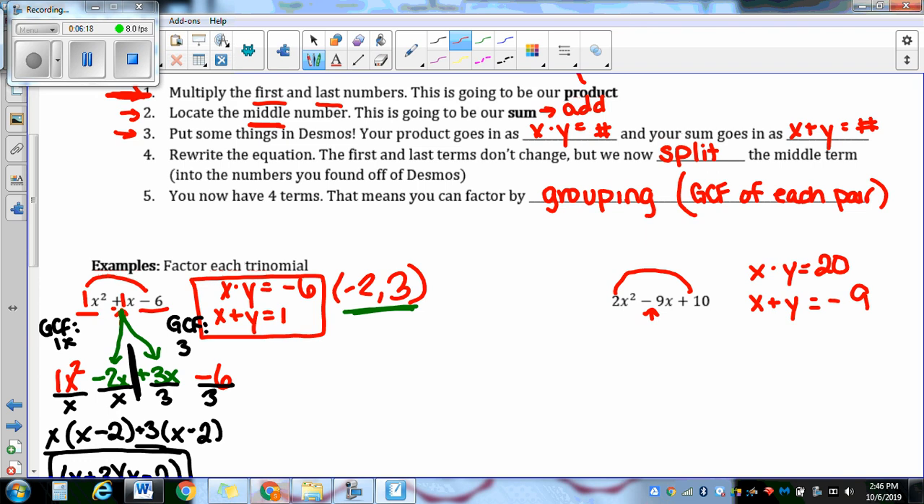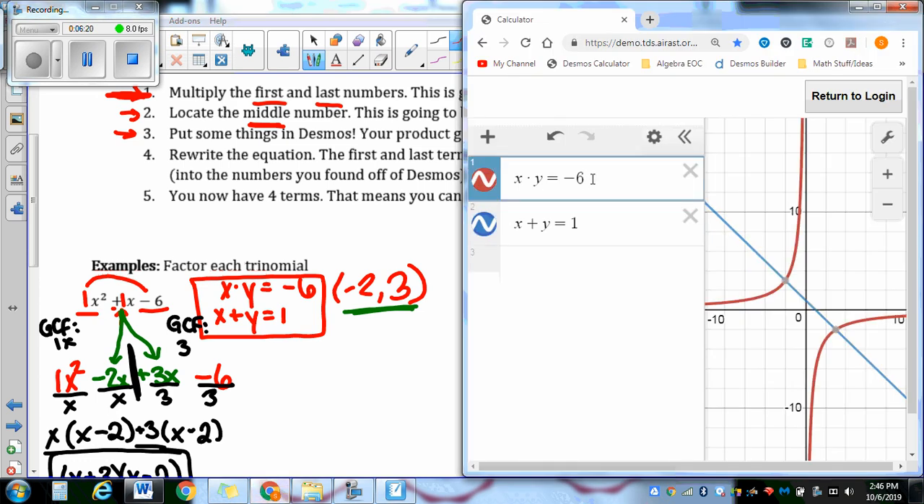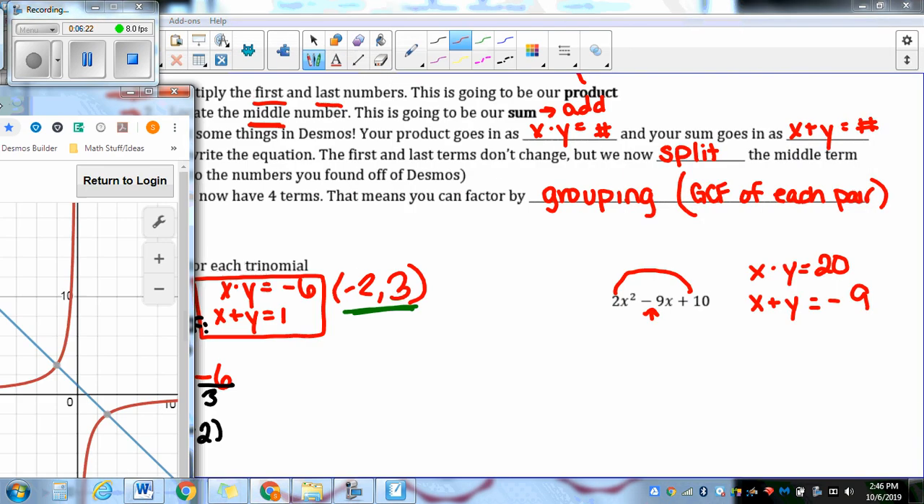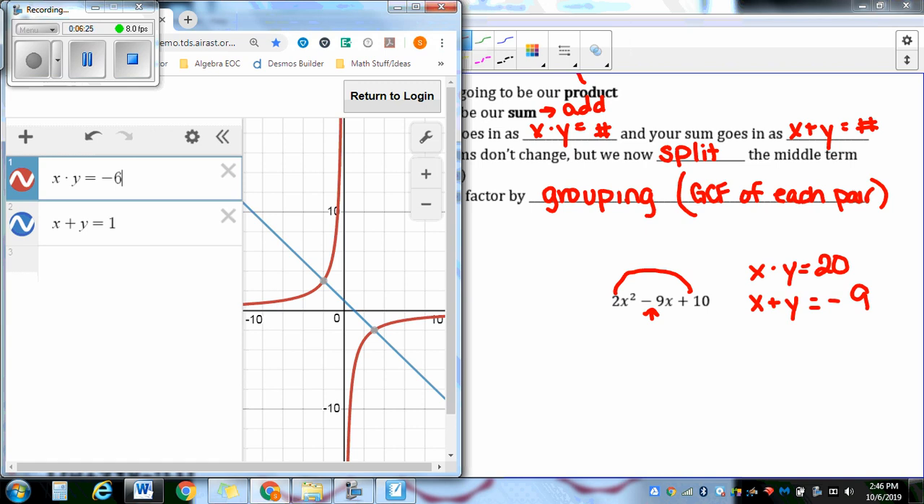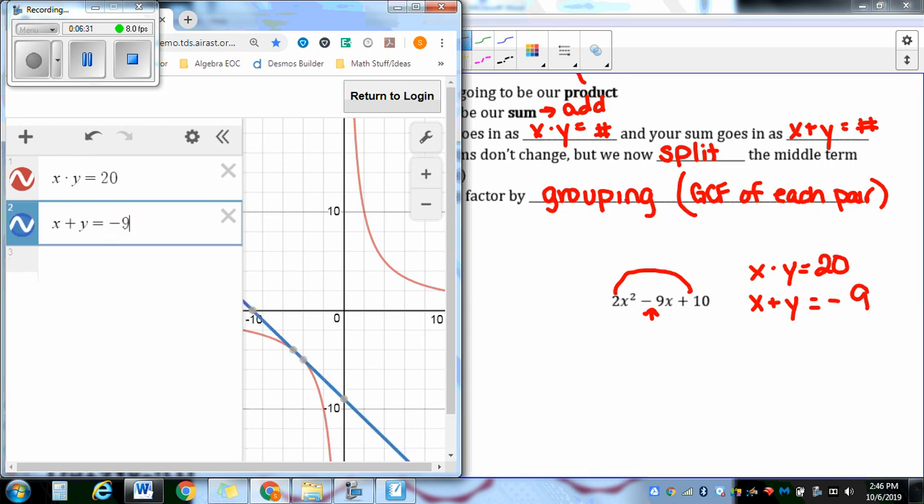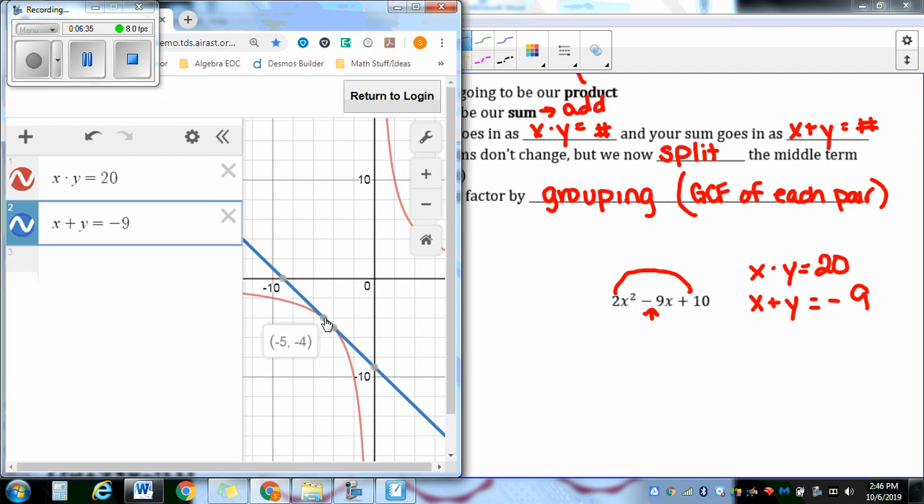Those guys into Desmos. So a lot of times when I'm doing this, I will just leave this up so that I can say x times y equals 20. My product is 20. My sum is negative 9. And if I look for where they cross in 2 places here. Again, it does not matter which one you choose. Just pick one. I'm going to choose that guy. So negative 5, negative 4.